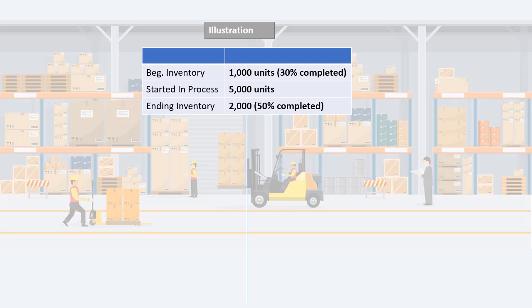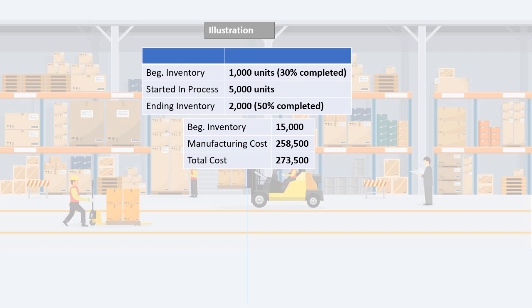So, our transferred out in units will be 4,000, because the beginning is 1,000, our started in process is 5,000, less the ending of 2,000. So our transferred out in units will be 4,000. Aside from this, these are the costs we incurred. We have the beginning inventory cost, which is the 30% completed, and the amount is 15,000 pesos. Then we also have manufacturing cost, 258,500. The total cost is 273,500.